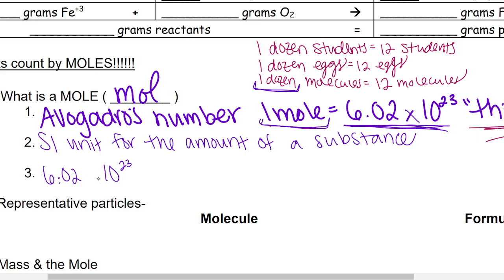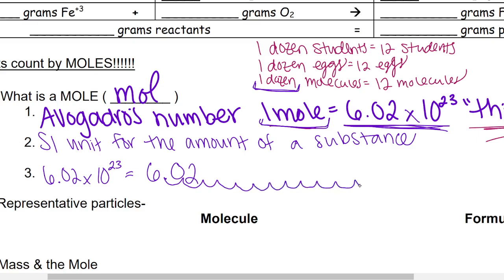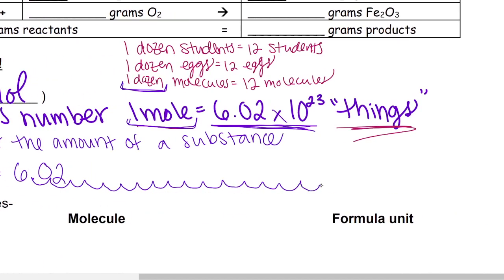So what I'm going to do is I'm going to get this out of the way. No, I'm not. I'm going to keep that there. Times 10 to the 23rd, so we'll put that there. Okay, that is equivalent to 6.02, and then I want you to have space to move your decimal 23 times. So if I move it 1, 2, 3, 4, 5, 6, 7, 8, 9, 10, 11, 12, 13, 14, 15, 16, 17, 18, 19, 20, 21, 22, 23. So that is where your decimal would end up.